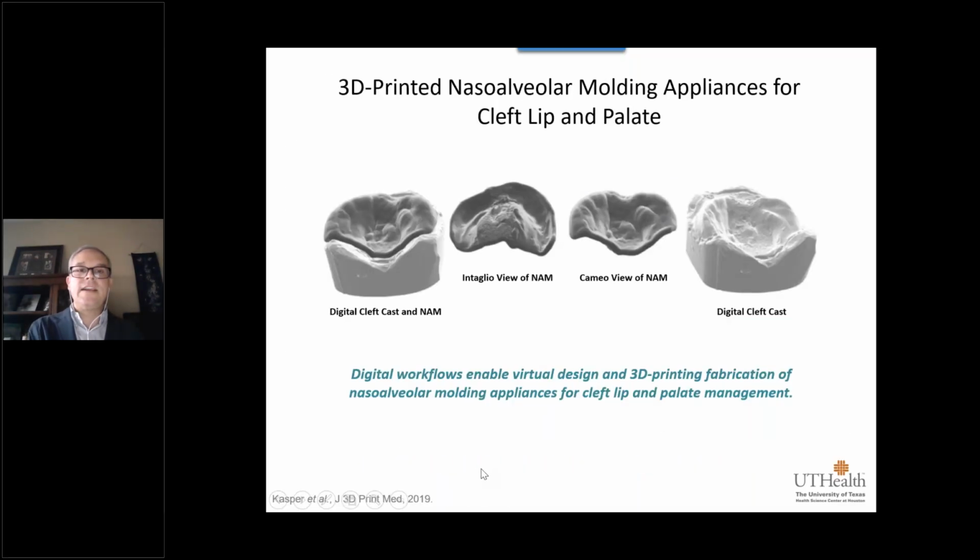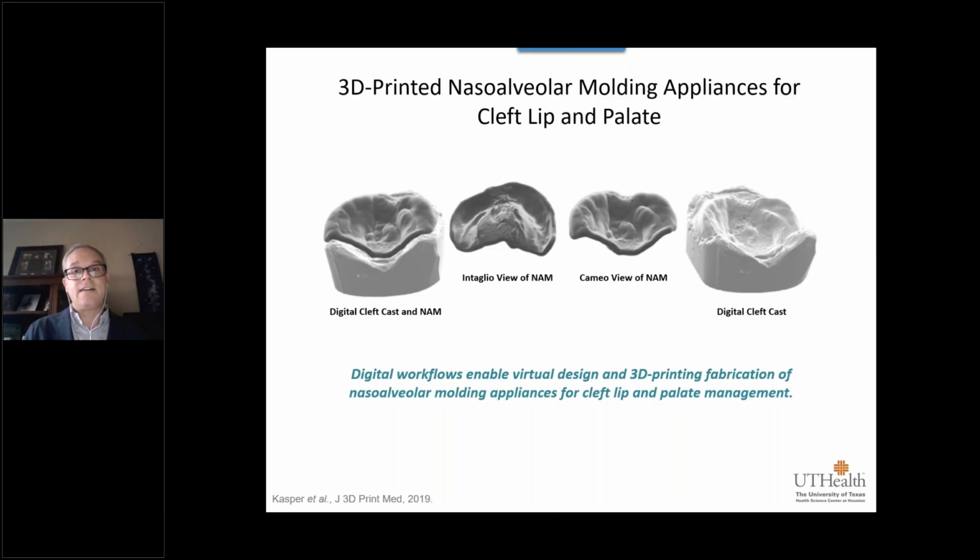So we've seen in printing how tunable aspects of the 3D printing process can affect the dimensional fidelity of 3D printed models that can be used to fabricate clear aligners through a traditional workflow. We've also seen how tunable aspects of the 3D printing process can affect the dimensional fidelity of appliances that are fabricated directly by 3D printing.